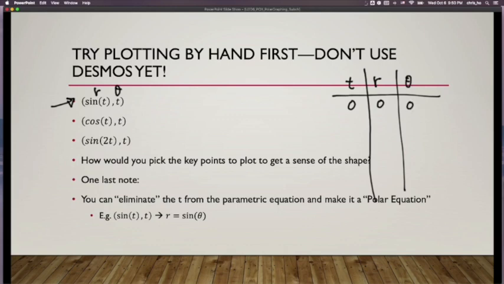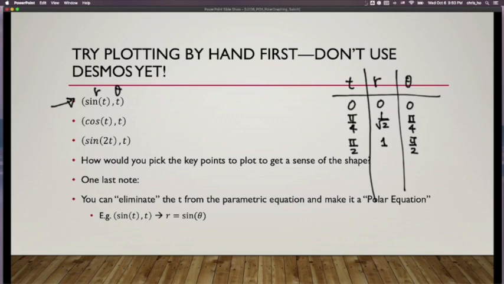Okay, let's make t equal to pi over 4. So that's 45 degrees. And sine of 45 degrees is 1 over root 2. And theta, of course, is just equal to t, so theta is going to be equal to pi over 4. Let's go to pi over 2. Sine of pi over 2, we know is 1. And theta, being equal to t, simply is just pi over 2.